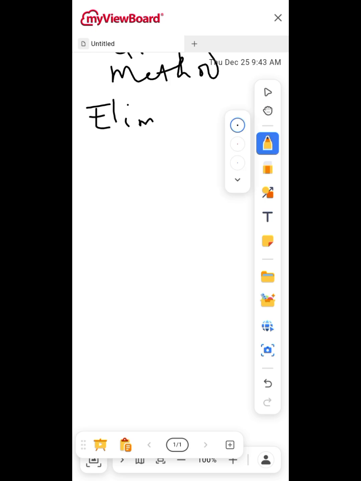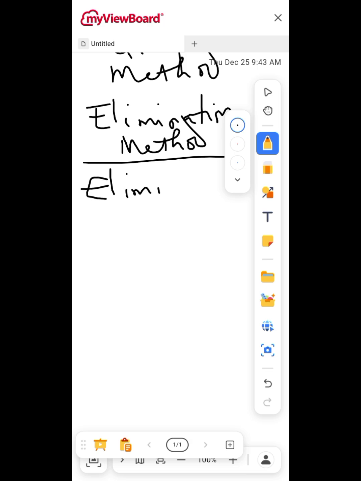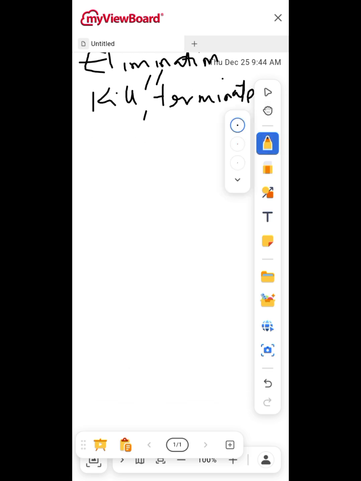What do we mean by elimination method? Like I normally tell you in every mathematics class, mathematics is synonymous to English. You cannot be a good mathematics teacher without understanding your English properly. So elimination means to kill, to eliminate, to terminate, to ensure that thing does not exist again. So how do we use our elimination method now? Let us see an example.